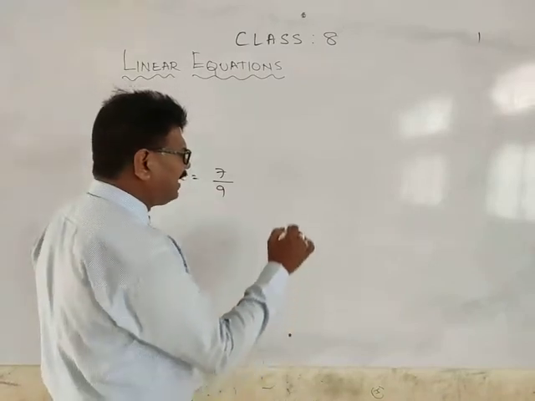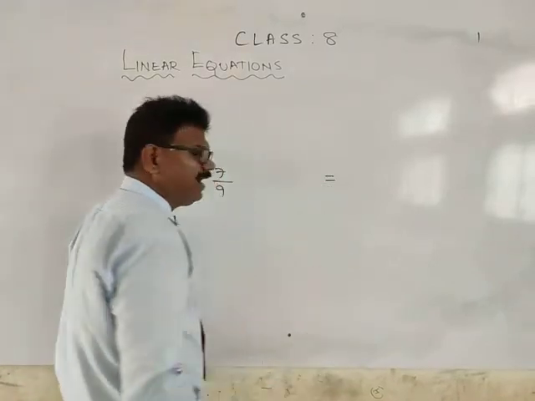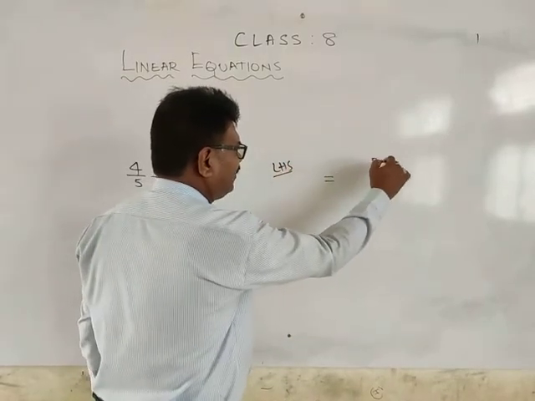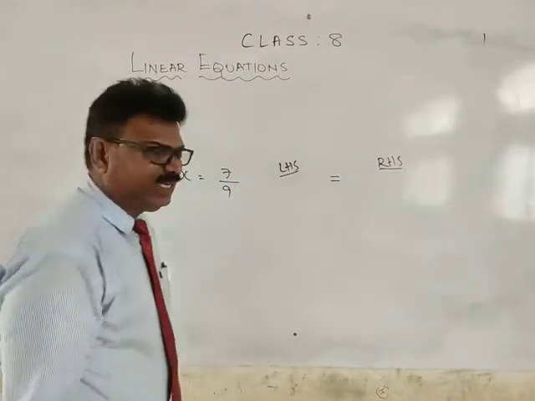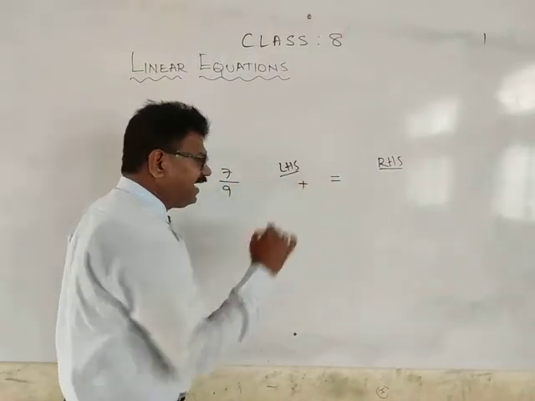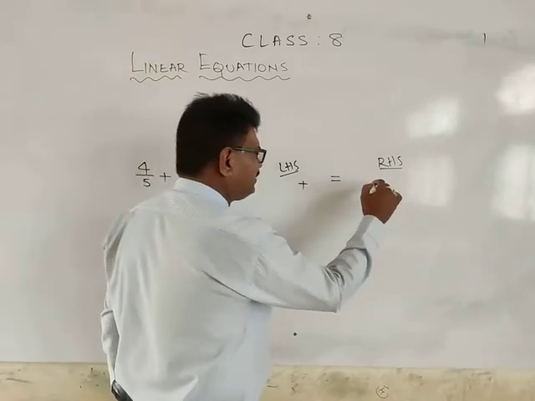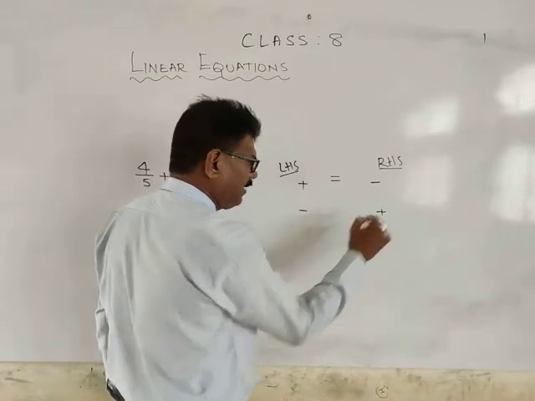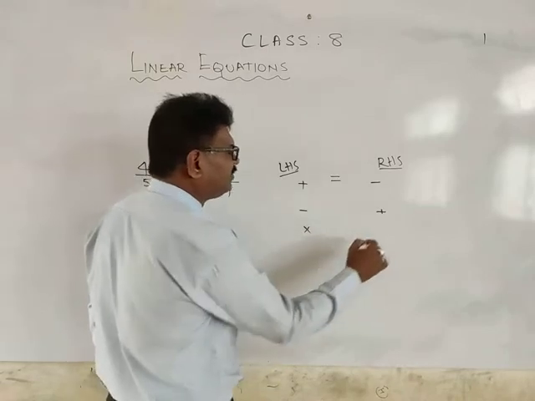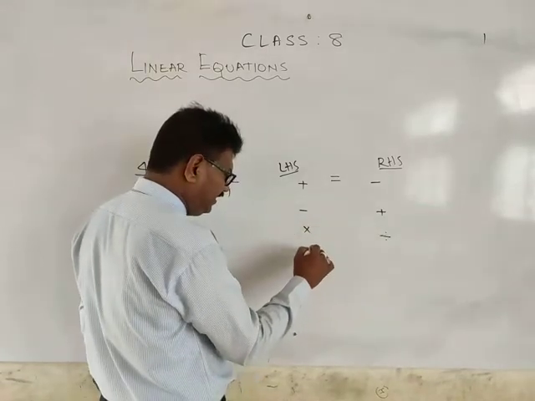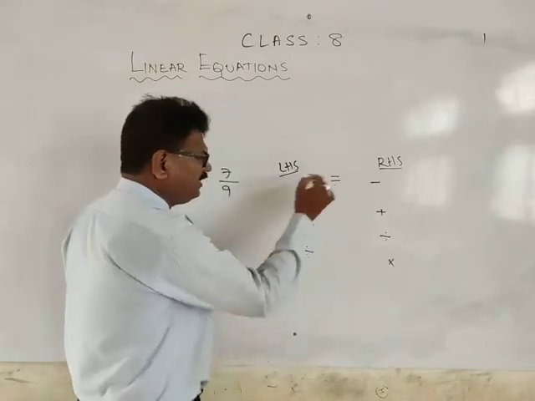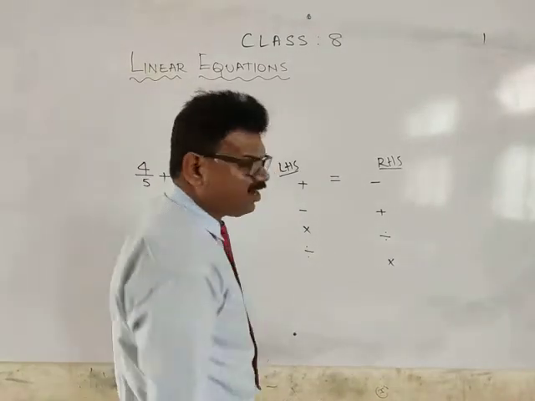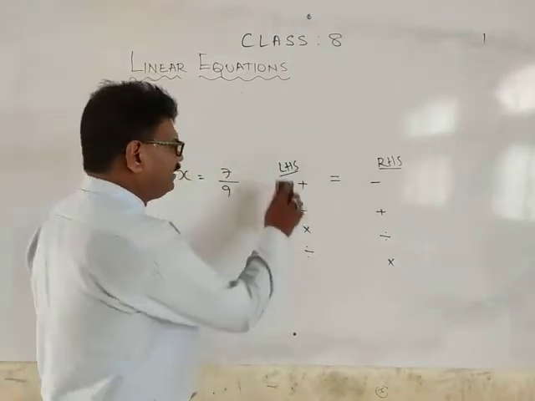I am telling again and again, this equal sign is a magic sign. Here we have a left hand side and a right hand side. If plus is on the left hand side and it transfers to the right side, it becomes minus. If it is minus, it becomes plus. If it is multiplication, it becomes division. If it is division, it becomes multiplication. These 4 rules are very important. If you know these 4 rules, solving linear equations will be very simple. Please remember this.